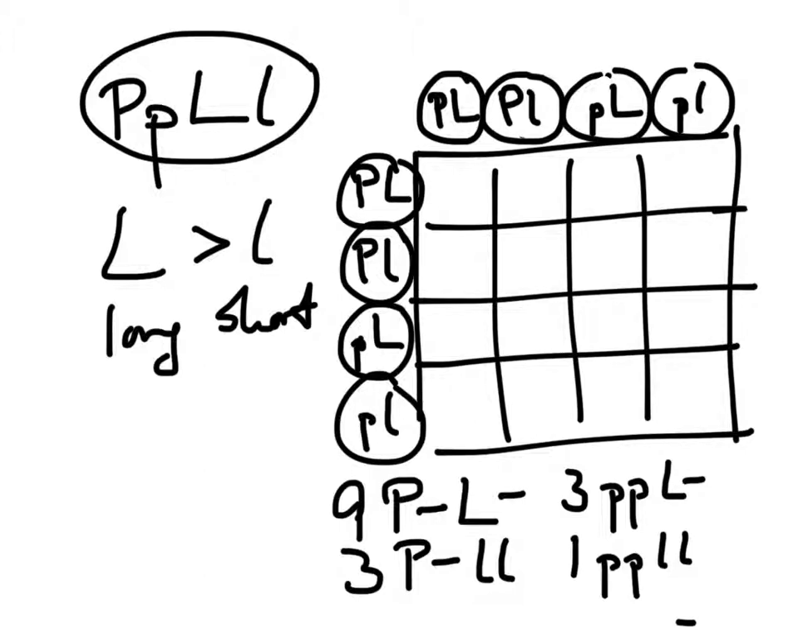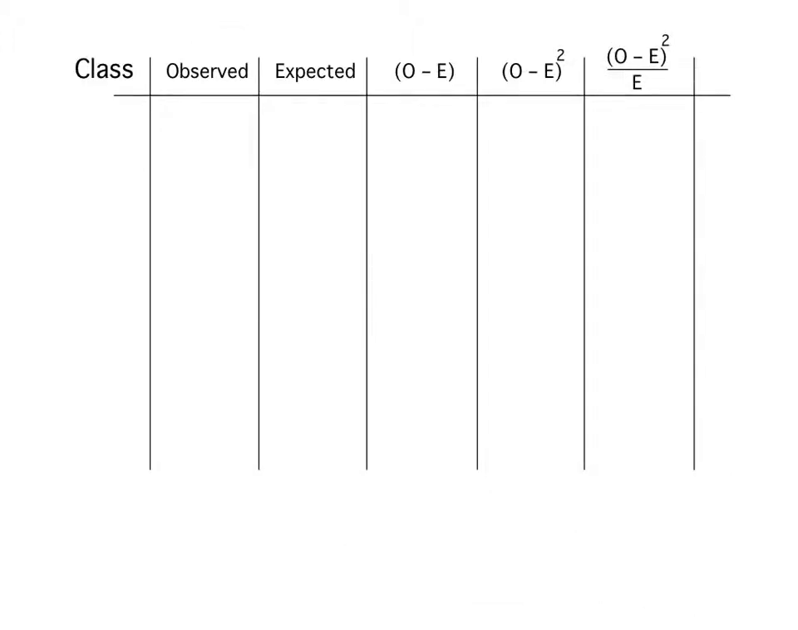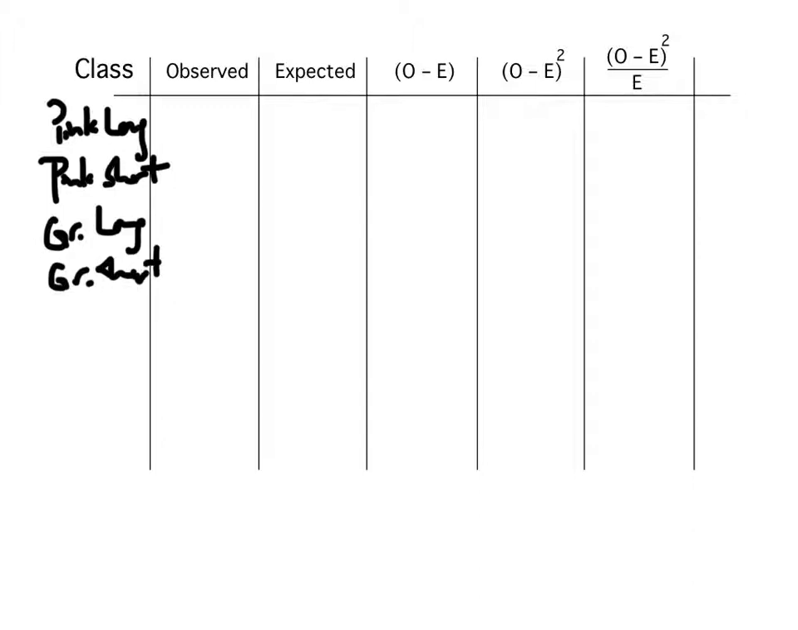Okay, so let's do that. We do that experiment, and we have 4 classes here. We have pink and long, pink and short, green and long, and green and short. And we breed a whole bunch of double heterozygous tribbles together, and we observe 112 pink long, 25 pink short, 24 green long, and 16 green short. That's our data. Now, using a chi-square test, how close are we?